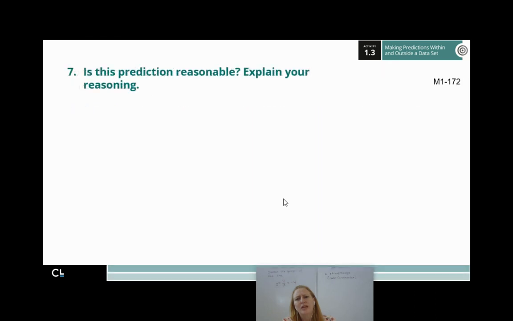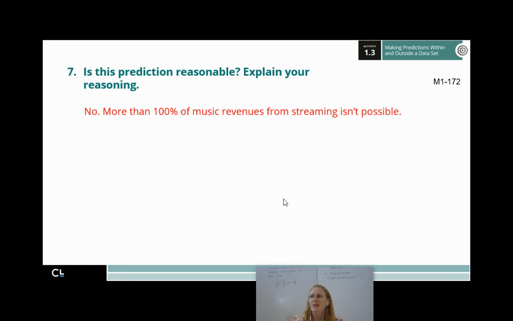Which takes us to our last question, number 7. Is this prediction reasonable? No, it's not, right? More than 100% of music revenues from streaming isn't possible, right? That's weird. Once you hit 100%, you've hit all of it, right? We can't go over that. I should also point out that a negative percent from streaming isn't possible either. Does that mean people are trying to send it back via streaming?